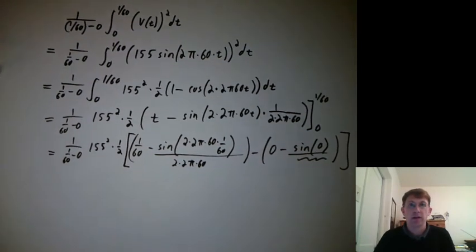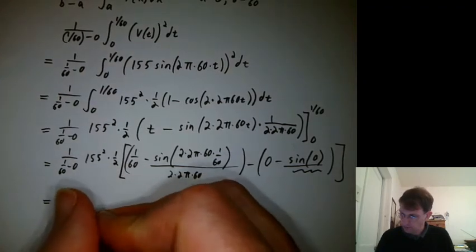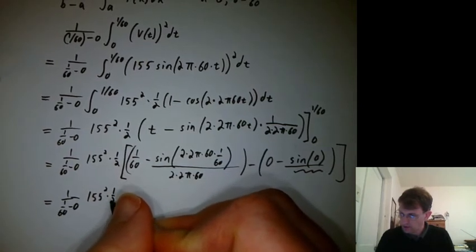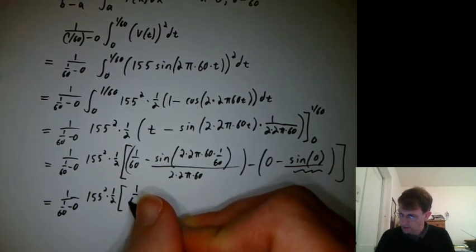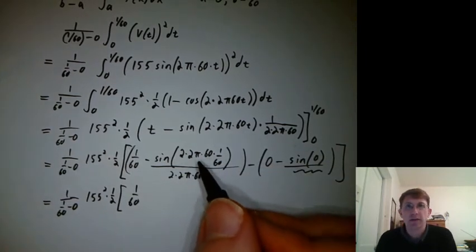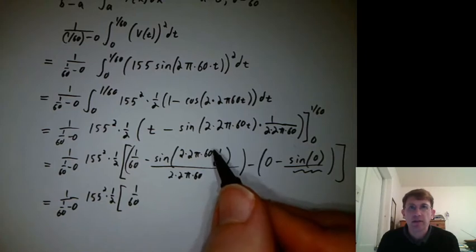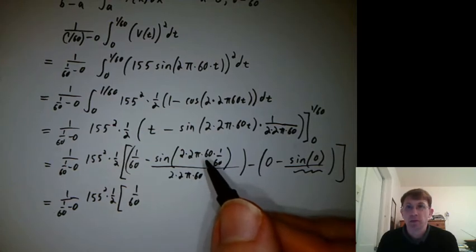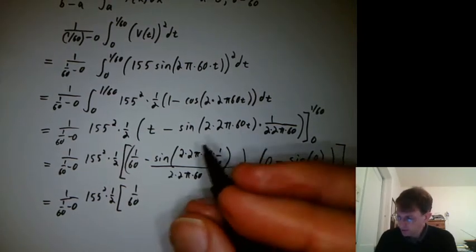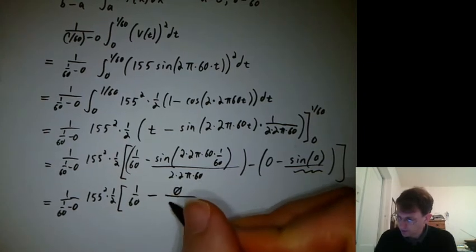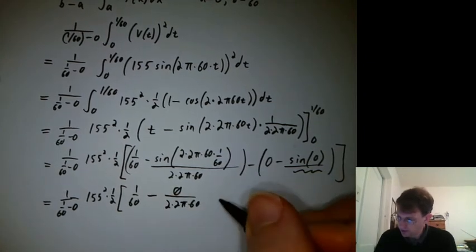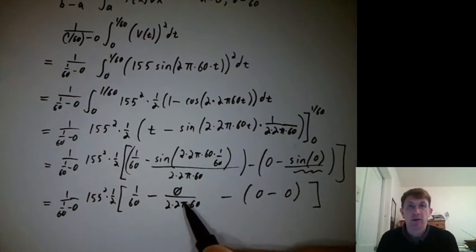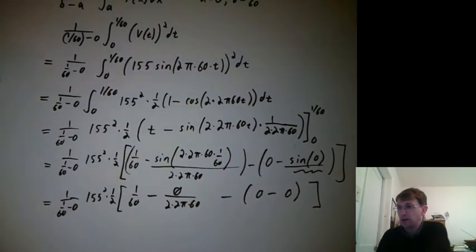And does this simplify? I hope so. So 1 over 60 minus 0, 155 squared times 1/2. And then we have 1 over 60. And then what is this sine? The 60 cancels the 60, and I get sine of 2 times 2 pi. Sine of any even multiple of pi or any multiple of pi is 0. So I get minus 0 over 2 times 2 pi times 60 minus 0 minus 0. And that's just 0, and I'm left with a 1 over 60 here and a 1 over 60 out there.